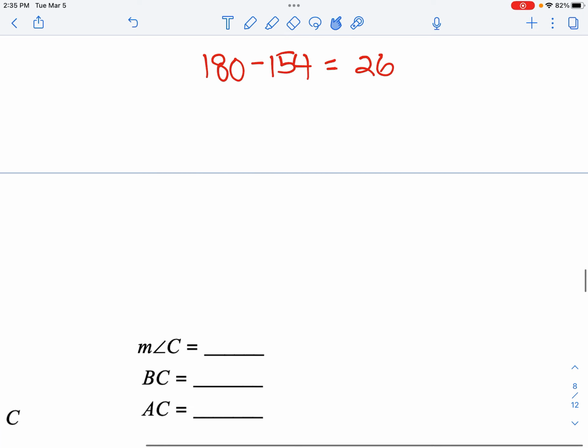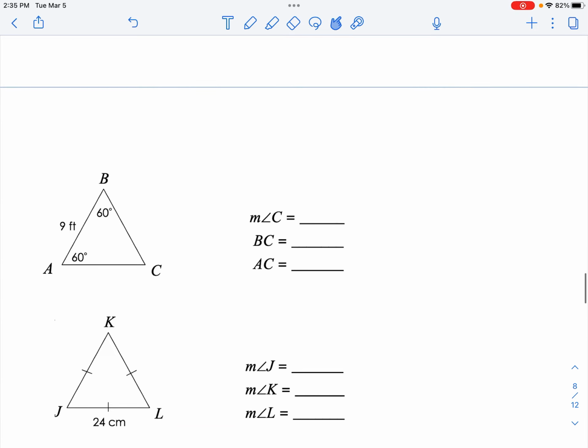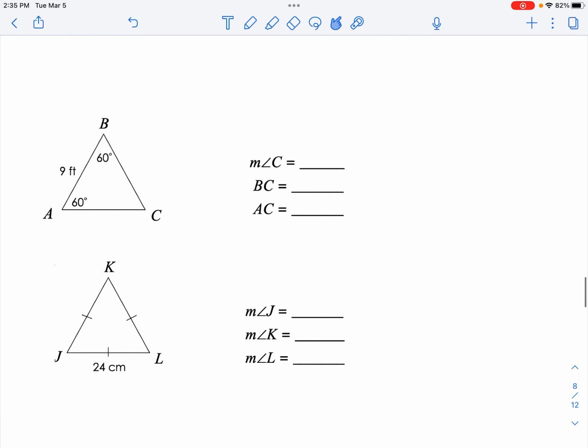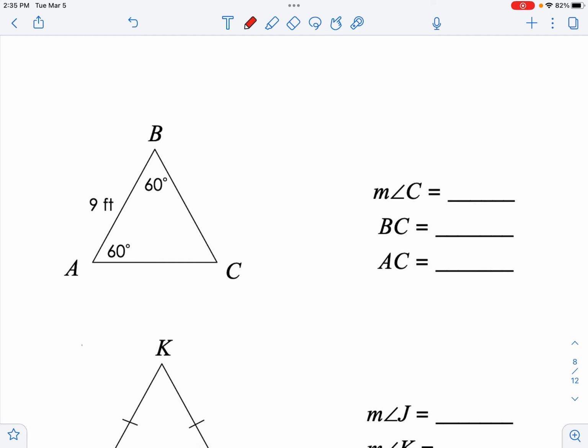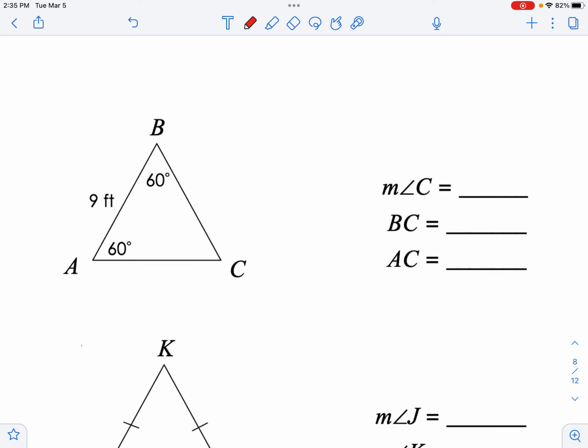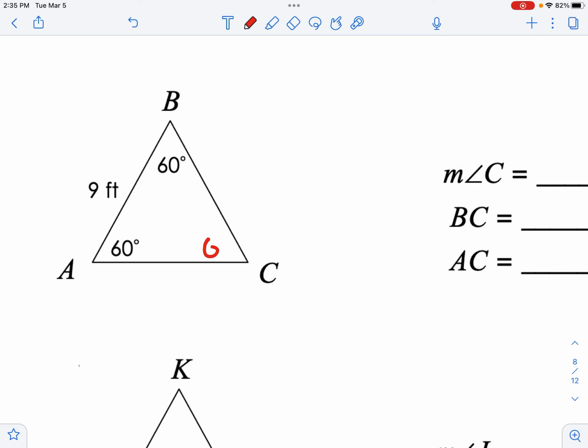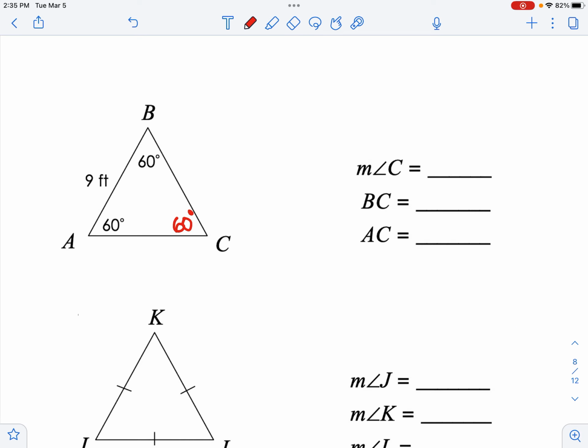All right. Okay, let's take a look at this. Now I see that this angle and this angle are 60. So that means this last one has to also be 60 because it has to add up to 180, which means all 3 angles are the same. It's equiangular, which also means all 3 sides have to be the same.